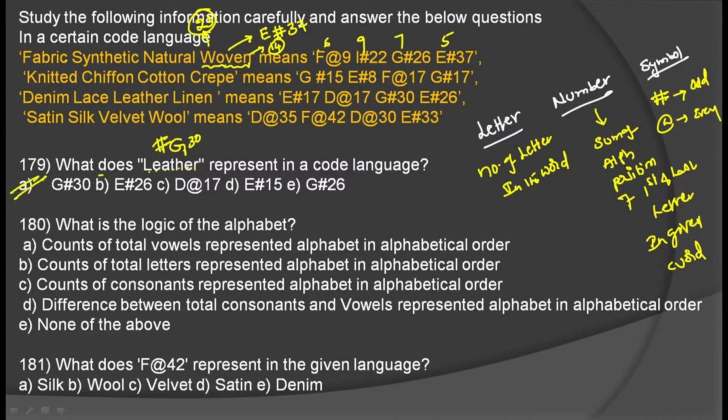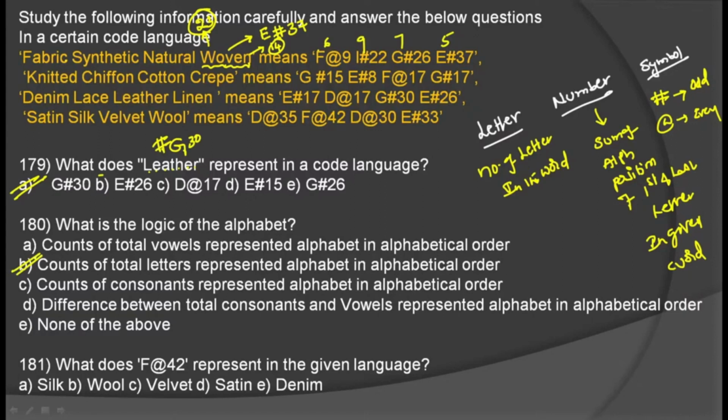Second one, what is the logic of the alphabet? What is the logic for the alphabet? Count the total number of letters in the given word. It is represented that way. Count the total vowels is a wrong option. Count the total letters is represented in alphabetical order. Now you can choose your option, that is the code language for the given word.